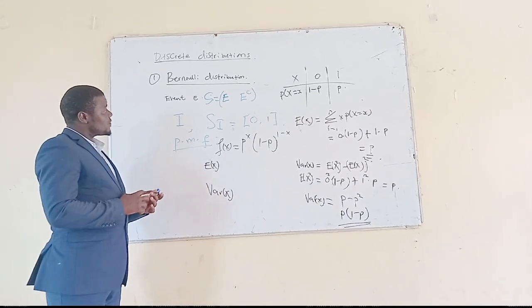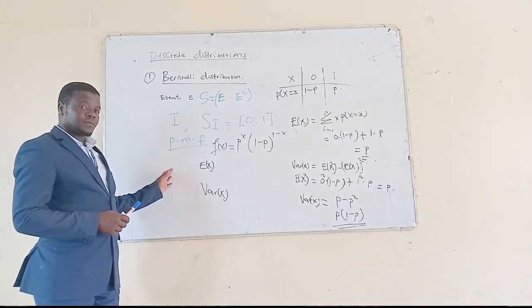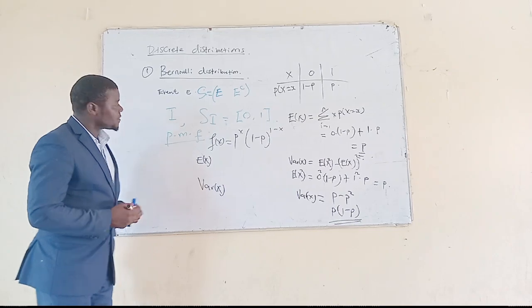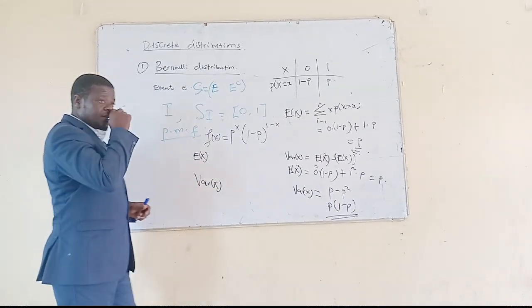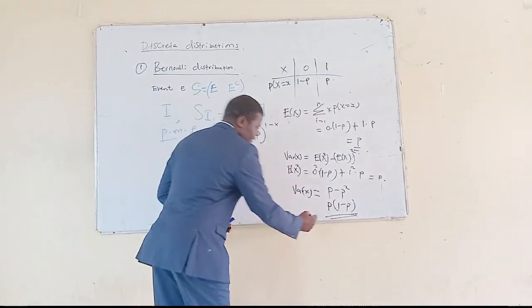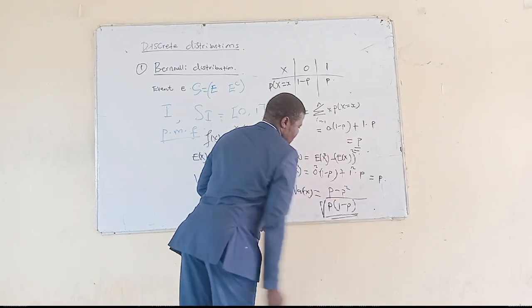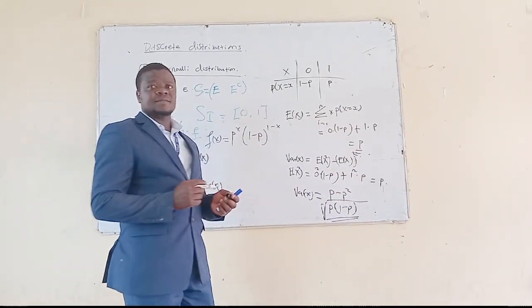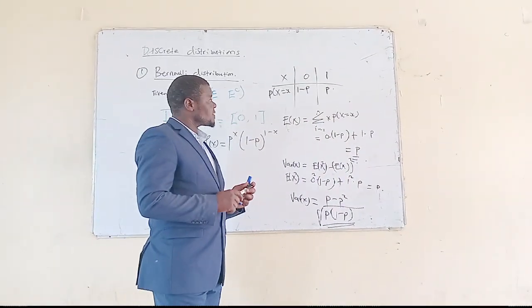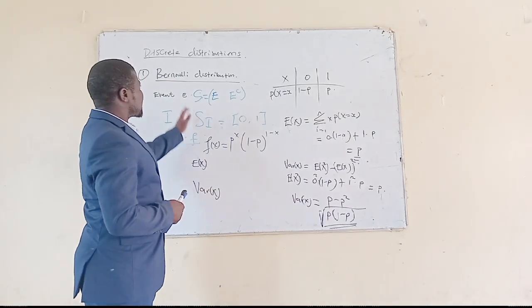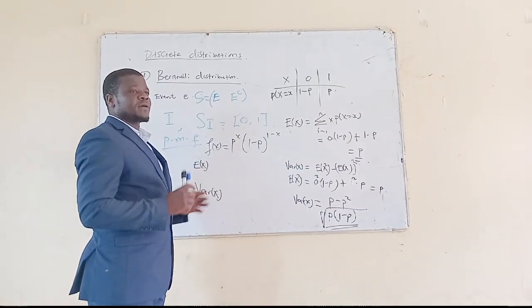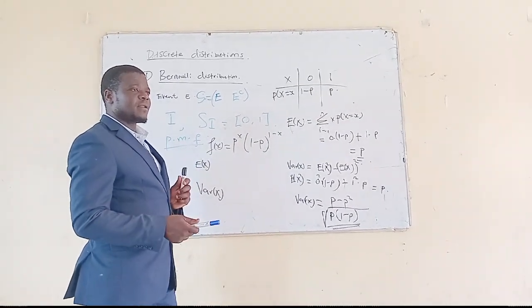of the Bernoulli distribution. And the standard deviation, how do you get the standard deviation? Find the square root of what? The square root of the variance. Yes. So that is all we can say about Bernoulli distribution. Only two possible outcomes. Win or lose.